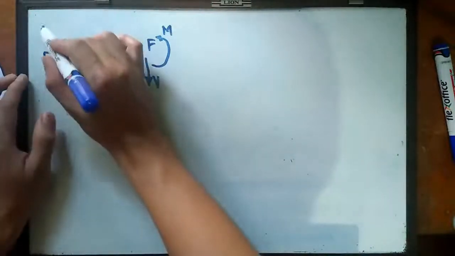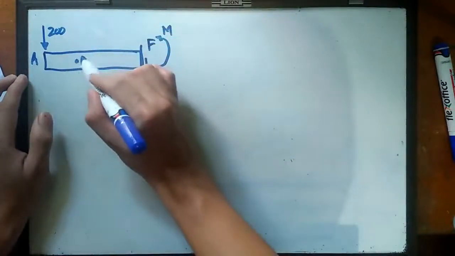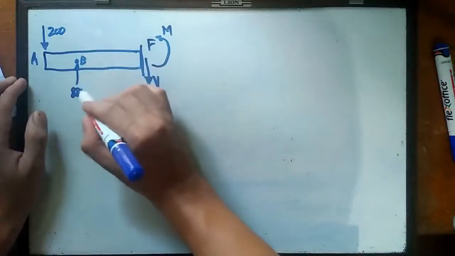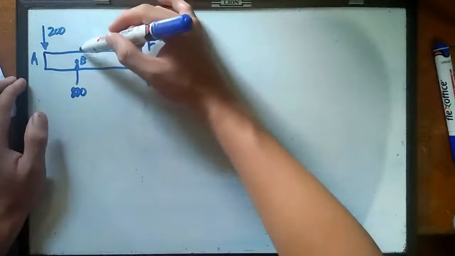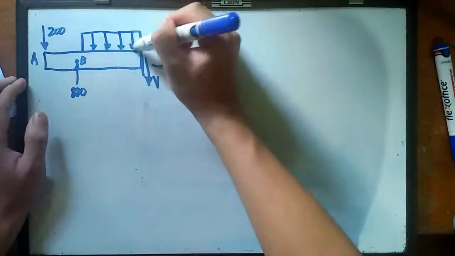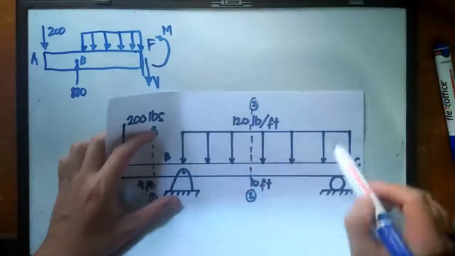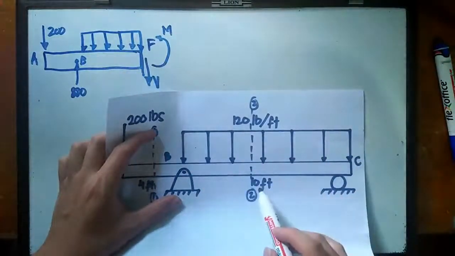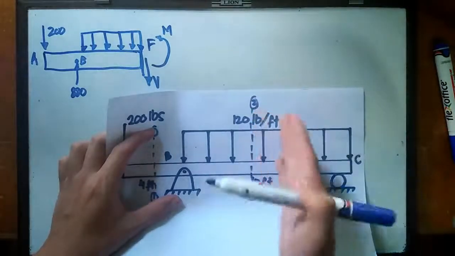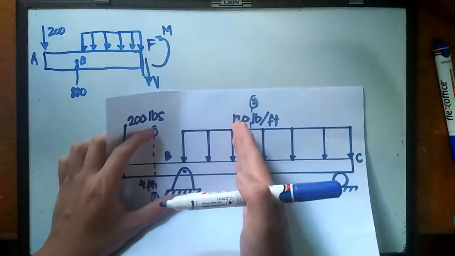For this point A, this is 200 pounds. At point B, we have here a reaction equivalent to 880, and the new uniformly distributed load going downward goes like this. So you can see here, this is the given uniformly distributed load having a definite length equivalent to 10 feet. Since we did a sectioning, we are only going to consider this portion of the uniformly distributed load, because we are concerned only on the left side.